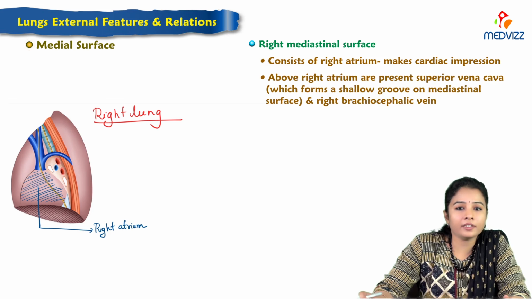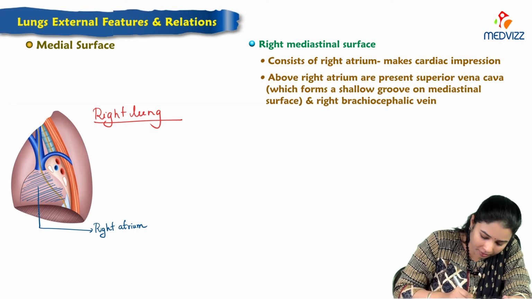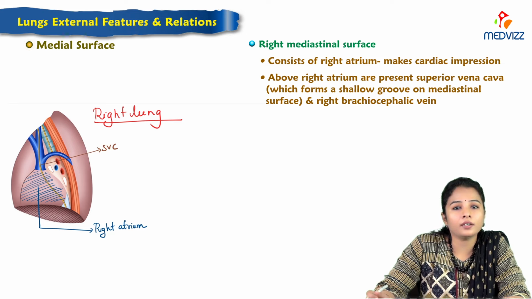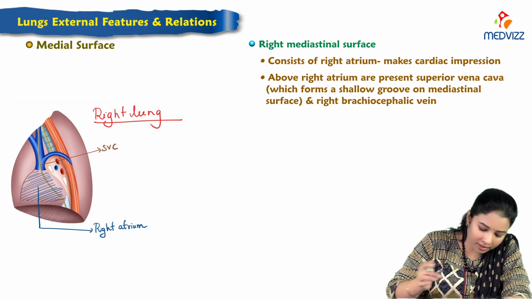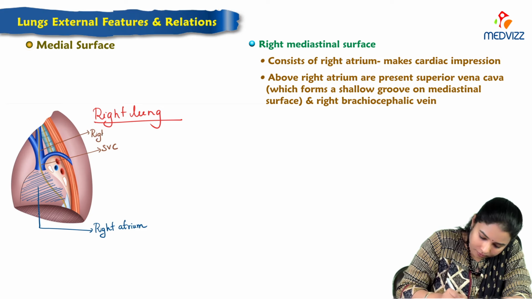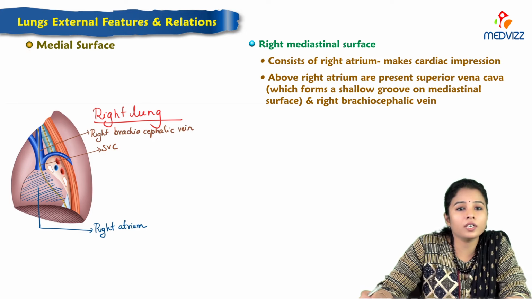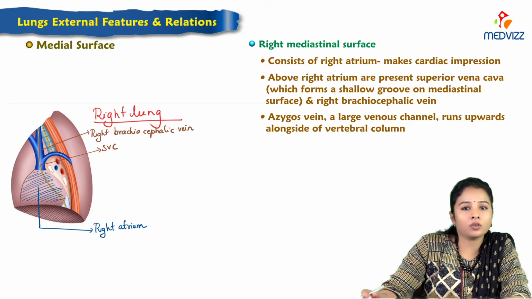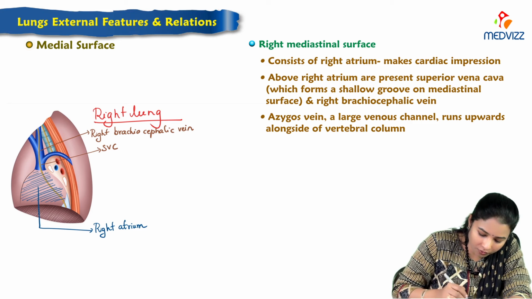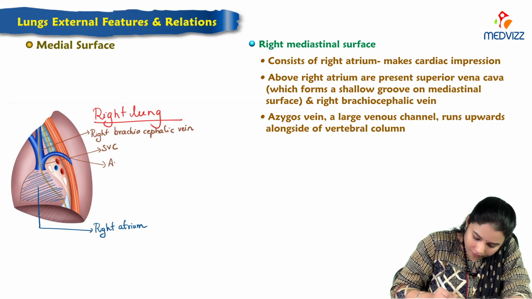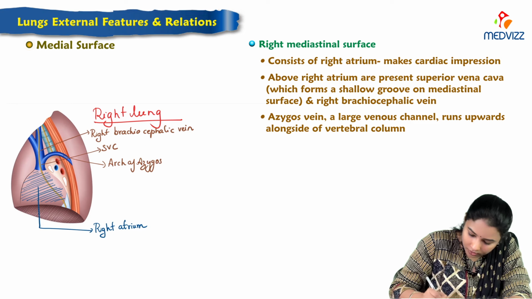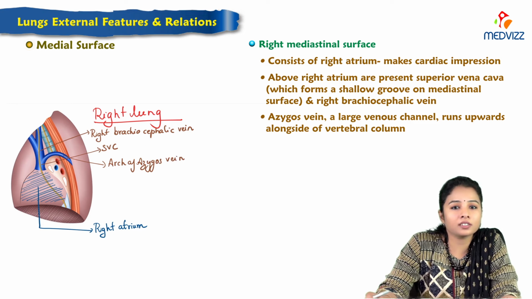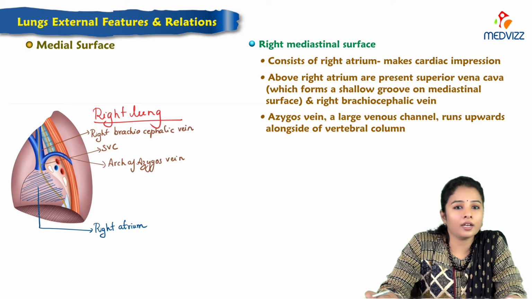Then above the right atrium is the superior vena cava. There is a shallow groove for the superior vena cava. The superior vena cava is related, and the right brachiocephalic vein is related. And it is also related to the azygos vein along the root of the hilum. So this is the arch of the azygos vein. Behind these structures are the trachea and esophagus.